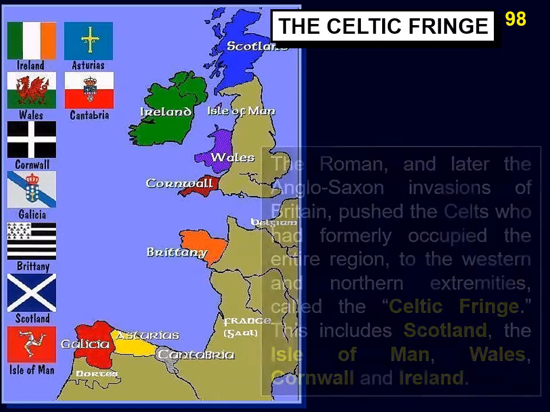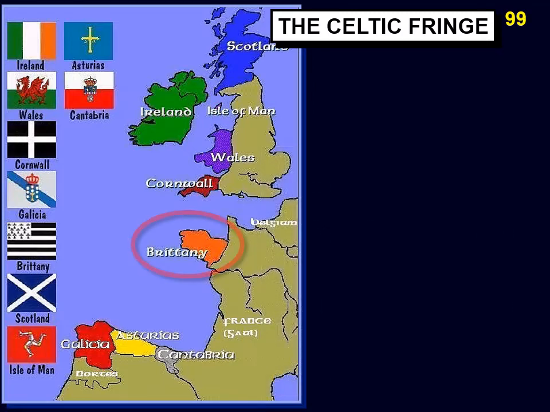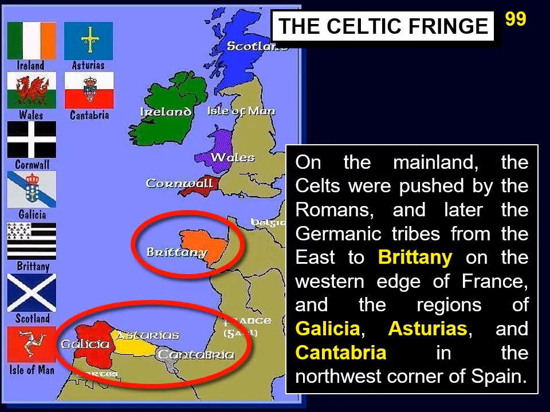The Roman, and later the Anglo-Saxon invasions of Britain, pushed the Celts who had formerly occupied the entire region to the western and northern extremities, called the Celtic Fringe. This includes Scotland, the Isle of Man, Wales, Cornwall and Ireland. On the mainland, the Celts were pushed by the Romans, and later the Germanic tribes from the east to Brittany on the western edge of France, and the regions of Galicia, Asturias, and Cantabria in the northwest corner of Spain.